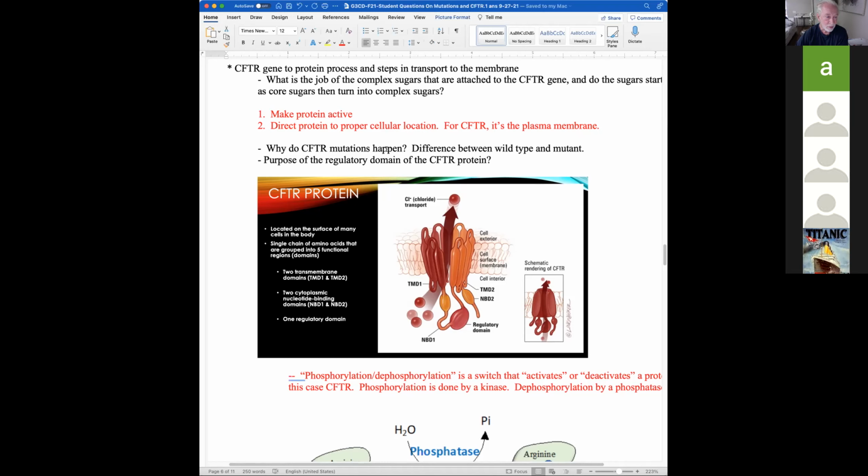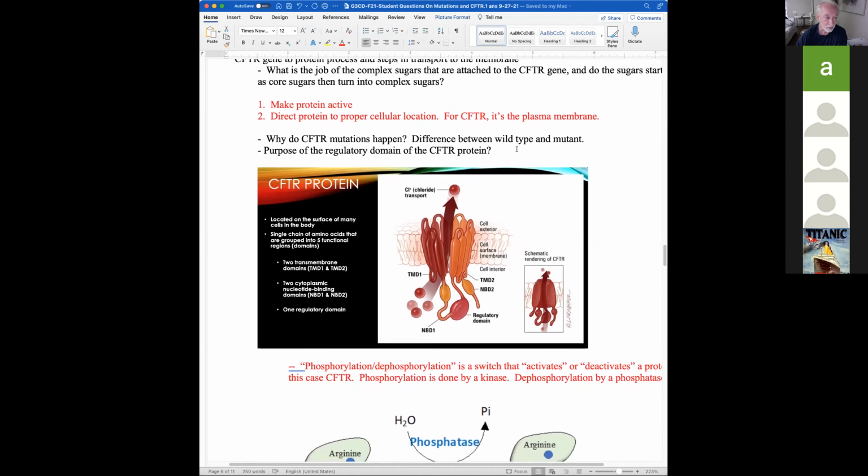Why do CFTR mutations happen? Well, we just talked about that. They're random. Differences between mutant and wild type.